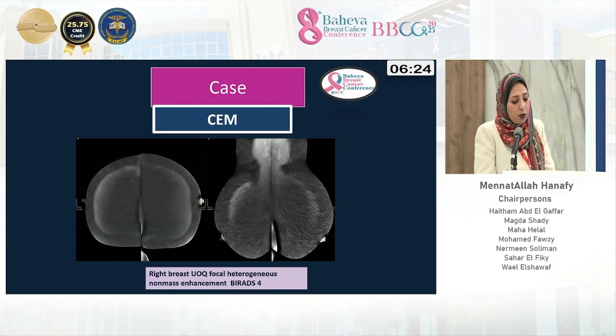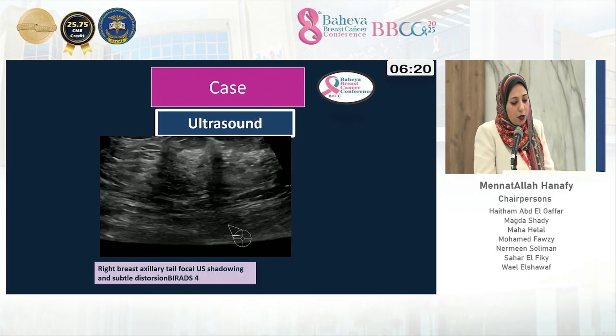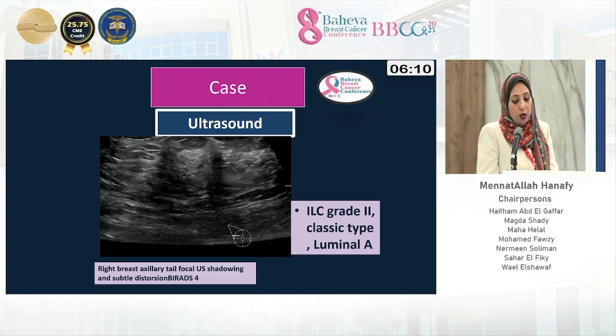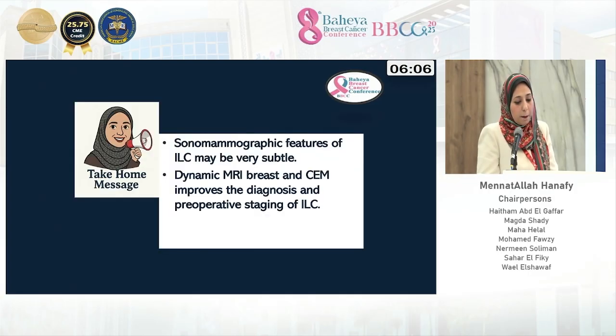Contrast-enhanced mammography showed right upper outer quadrant focal heterogeneous non-mass enhancement given by RAS-4, and ultrasound showed right breast axillary tail focal ultrasound shadowing and subtle distortion. So biopsy was taken, and it was invasive lobular carcinoma grade 2 classic type luminal A.